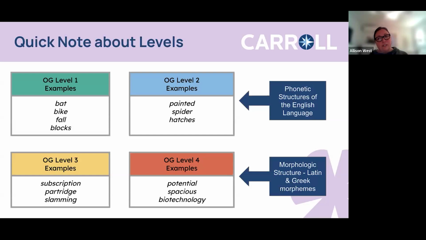As students move into levels 3 and 4, it truly represents a shift. We sometimes refer to it as a morphologic shift. Students begin to learn more about Latin and Greek prefixes, suffixes, and roots. They learn about the meaning of word parts and begin to learn how to read words in meaningful chunks rather than sounding out each letter and sound one by one.